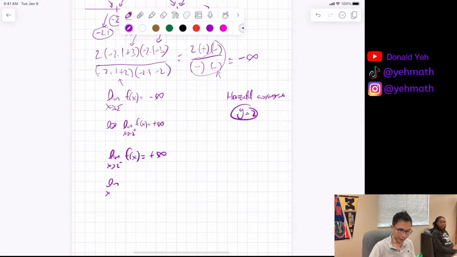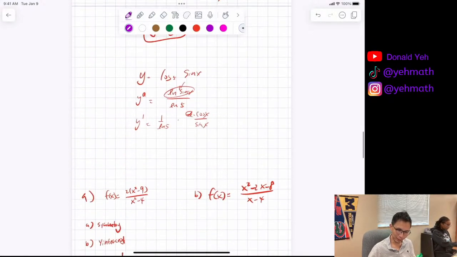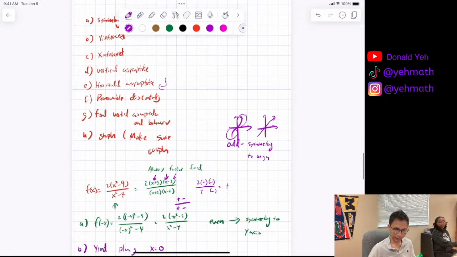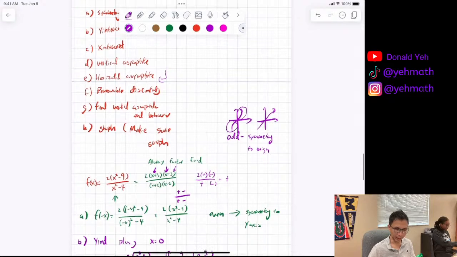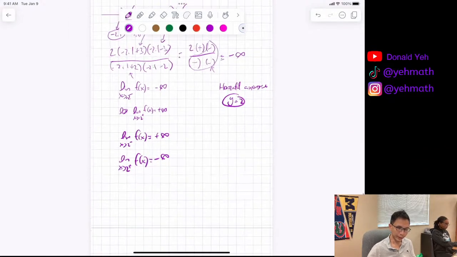And limit as x approaches 2 from the positive side. More likely, I think it's all going to be positive, I believe. Let me check. Positive. Wait, negative. Positive is negative, right? Okay, so let's go check out what happened.